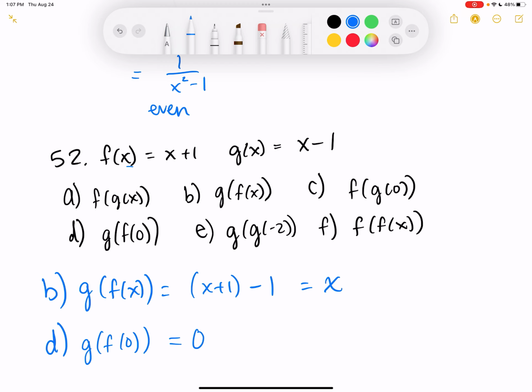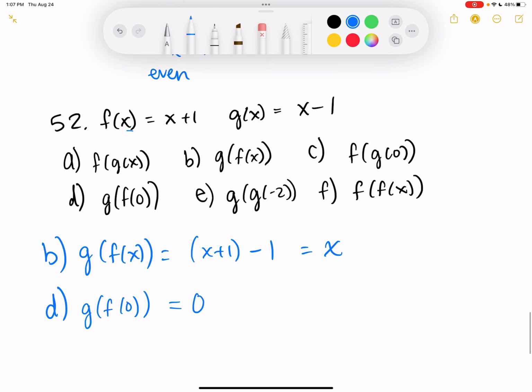Usually they give you something that's a little more complicated than this. But it's fine. Because it would be 0 plus 1 minus 1. So if you were to do it the other way, a lot of times what people like to do is they would have done g of 0 first, which would have given them negative 1, and then they would have plugged negative 1 in for x in f of x. When they're more complicated, that is the way I do it. These ones are pretty easy, so it doesn't really matter which way you do it.